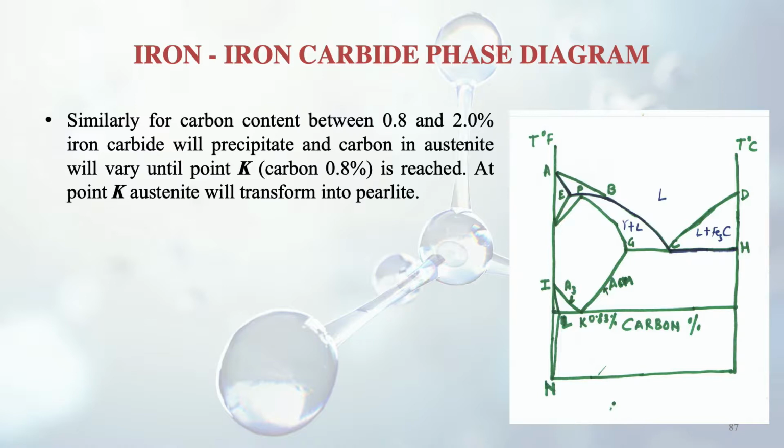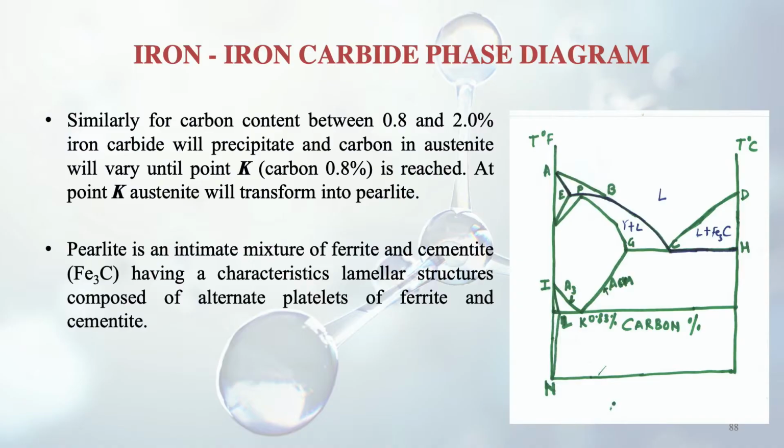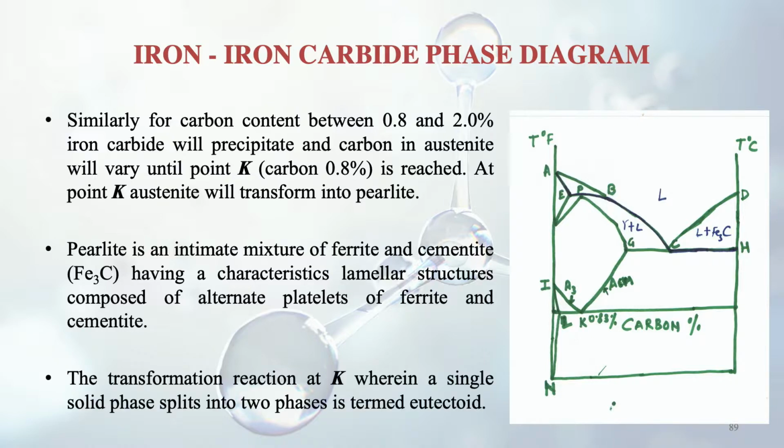And finally we reach point K, where this austenite is getting transformed into pearlite, which is a mixture of ferrite and cementite. Pearlite has a characteristic lamellar structure composed of alternate platelets of ferrite and cementite. The transformation reaction at K, wherein a single solid phase splits into two phases, is termed the eutectoid. This is an important term, we discussed it earlier also. Eutectoid point, 0.83% carbon point.